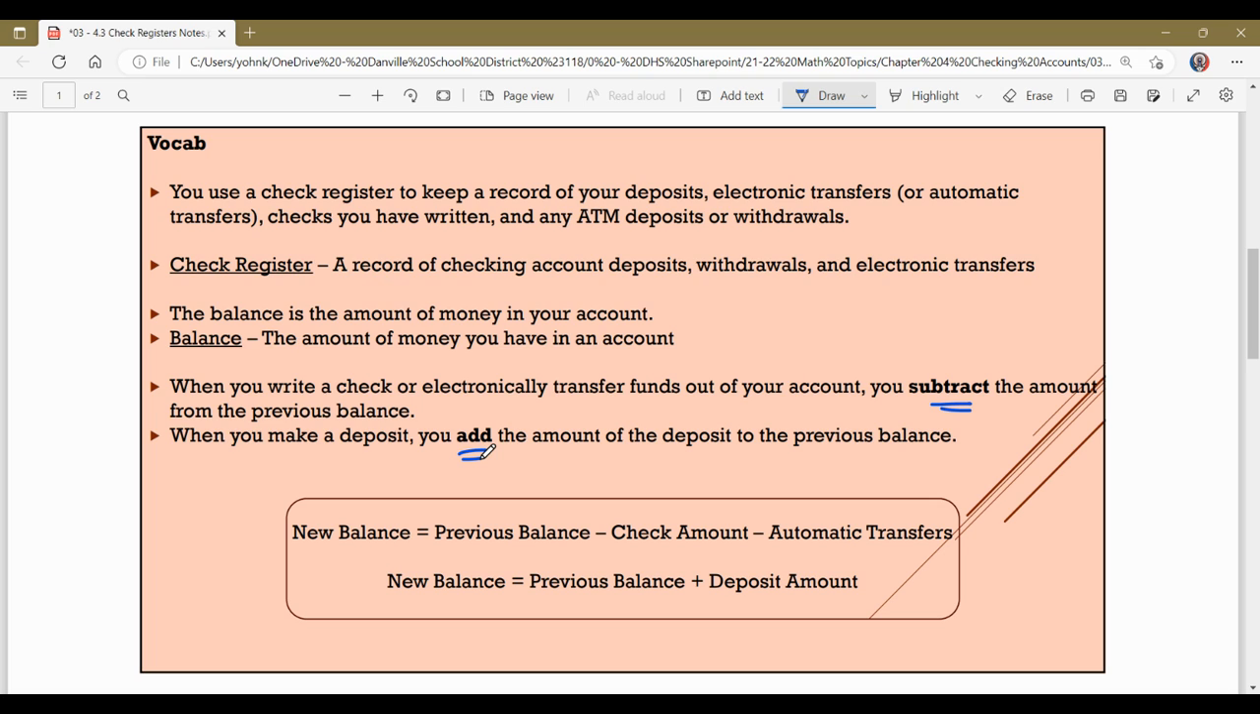If you deposit money, you're putting money into an account, which means you have more money, which is why you add the amount. So you're going to find your new balance by taking your previous balance, subtracting any checks, subtracting any automatic transfers, adding any deposits. These are the ways that you're going to keep track of your money.